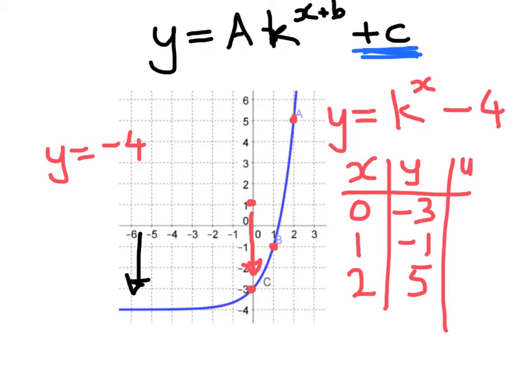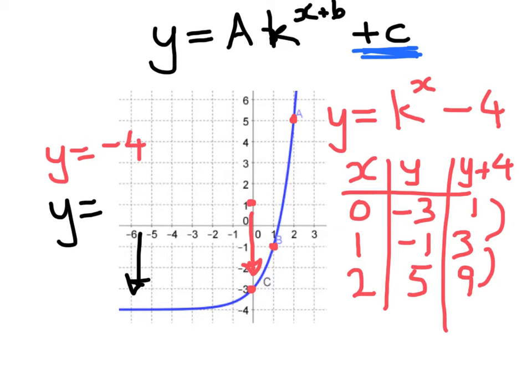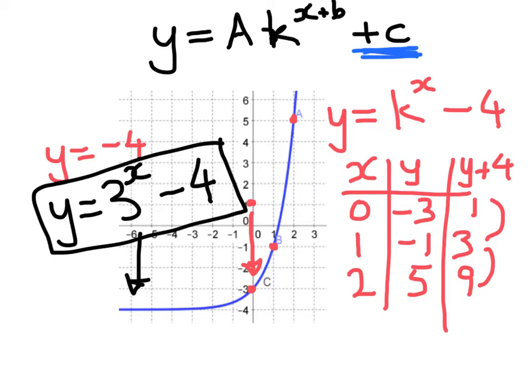Now what we can do is pop the 4 back on to help us spot the pattern. So we're going to add 4 to each of those y values and see if we recognise something. So -3 plus 4 is 1, -1 plus 4 is 3, and 5 plus 4 is 9. So this is telling me that my base is 3. So the equation here is y equals 3 to the power of x minus 4. Okay, so our basic form is 3 to the power of x, and this graph has been translated down 4 units. Next one.